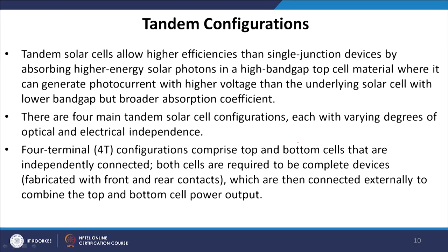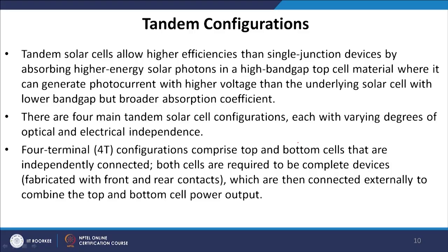So, there are 4 main tandem solar cell configurations. We have already shown you the figures of all these 4 with varying degrees of optical and electrical independence. So, the parameters here are the optical and electrical independence. Now, you remember when we discussed the 4 different configurations, sometimes we put a tunnel junction, sometimes we put a spacer layer. What is the difference between a tunnel junction and a spacer layer? The difference is their optical and electronic coupling.